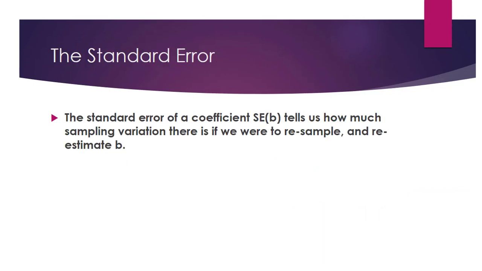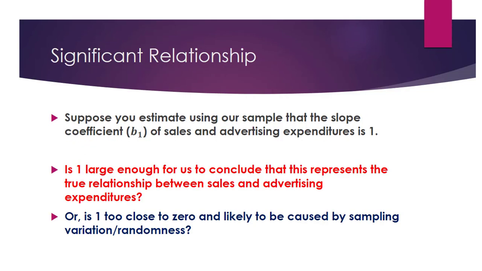In this case, the standard error of a coefficient tells us how much sampling variation there is if we were to resample and re-estimate B. It's an indication of how reliable the sample estimates are in our sample regression output. Suppose we estimate using our sample that the slope coefficient for sales and advertising expenditures is equal to 1. The question of statistical significance is this. Is 1 sufficiently large for us to conclude that this represents a true relationship between sales and advertising expenditures? Or is 1 too close to 0 and thus likely to be caused by sampling variation and randomness?